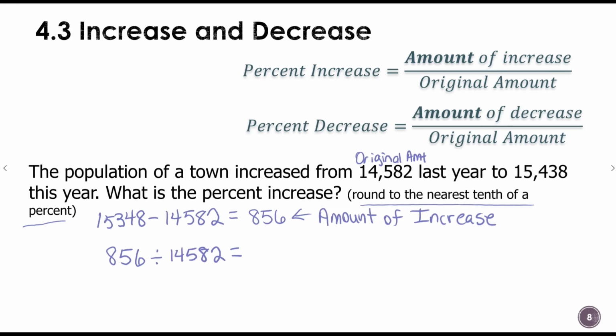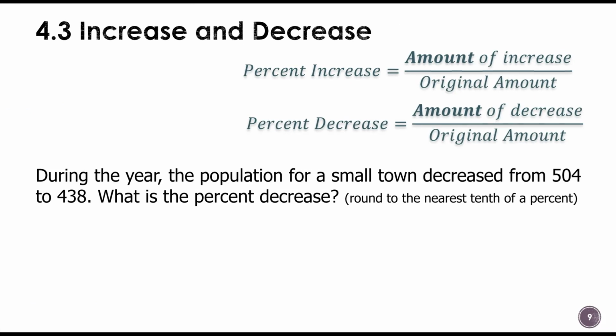Okay, so we have this number, 0.0587. And so as a percent, that will be 5.9. So the percent of the increase was 5.9%, right? It increased a very small amount, 856 overall, and that's how we find that percent. So find the difference, divide by the original. That's really it, whether it's increase or decrease.